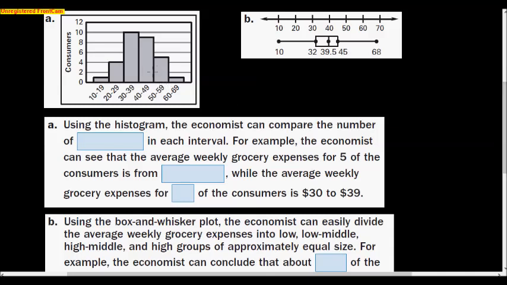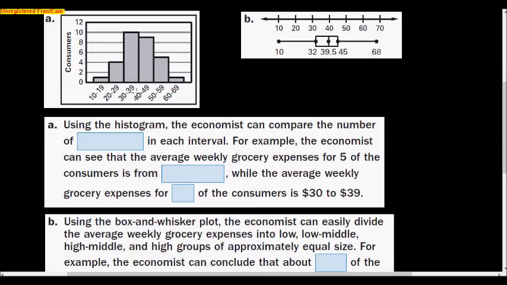Okay, so you've got a bar graph over here. Actually, this is a histogram over here because these are grouped, or these are groups. And then you've got a box and whisker plot up here. And using the histogram, the economist can compare the number of what in each interval. So this letter A here goes with this A right up here. And this is the number of consumers, and this is how many consumers fall in these intervals.